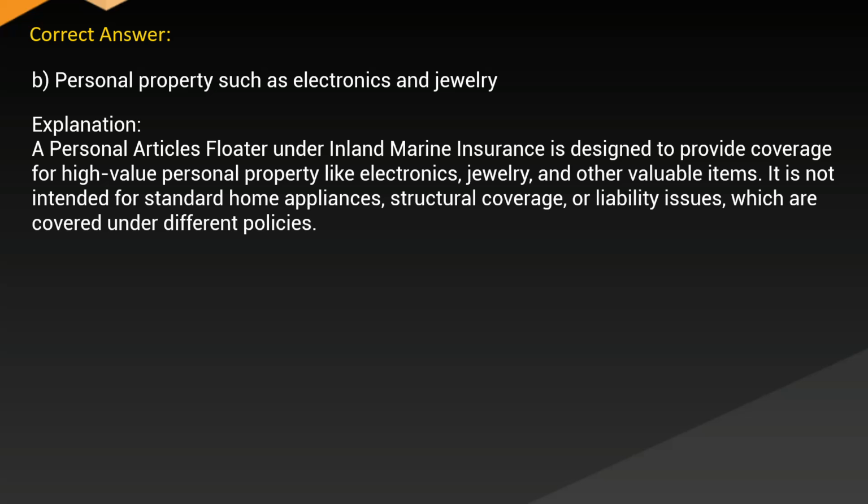Correct answer. B. Personal property such as electronics and jewelry. Explanation. A personal articles floater under inland marine insurance is designed to provide coverage for high-value personal property like electronics, jewelry, and other valuable items. It is not intended for standard home appliances, structural coverage, or liability issues, which are covered under different policies.